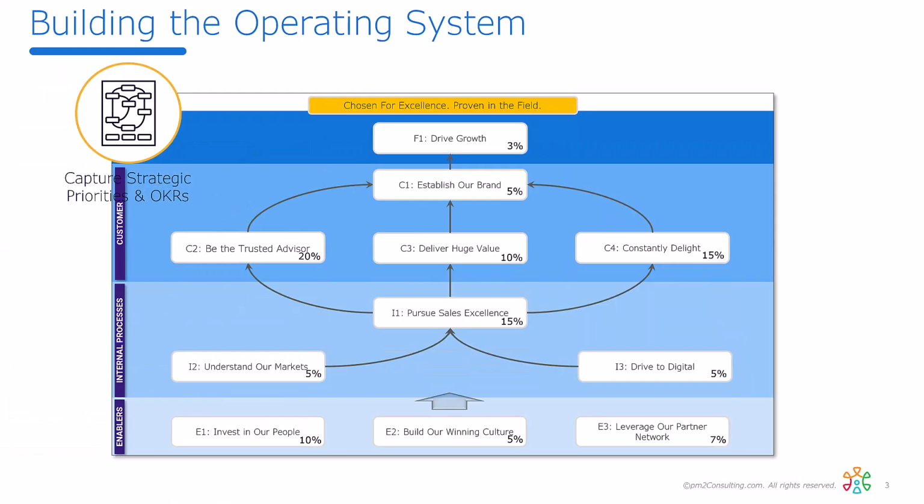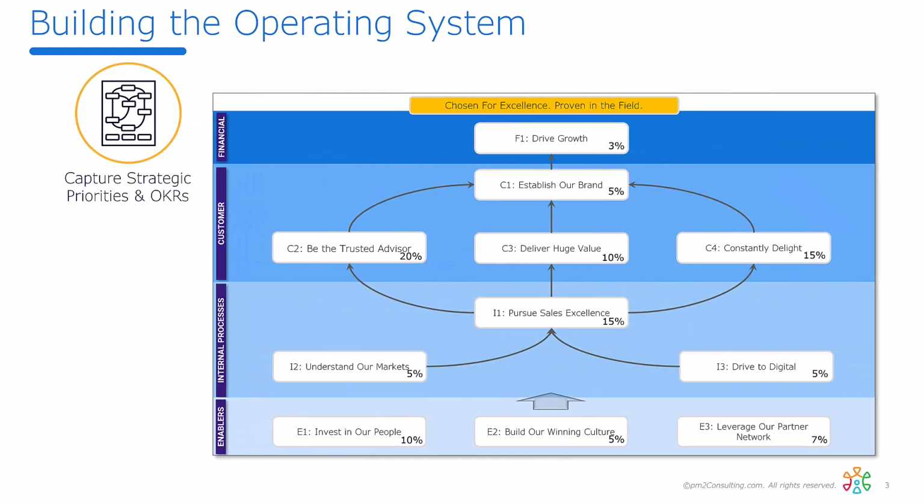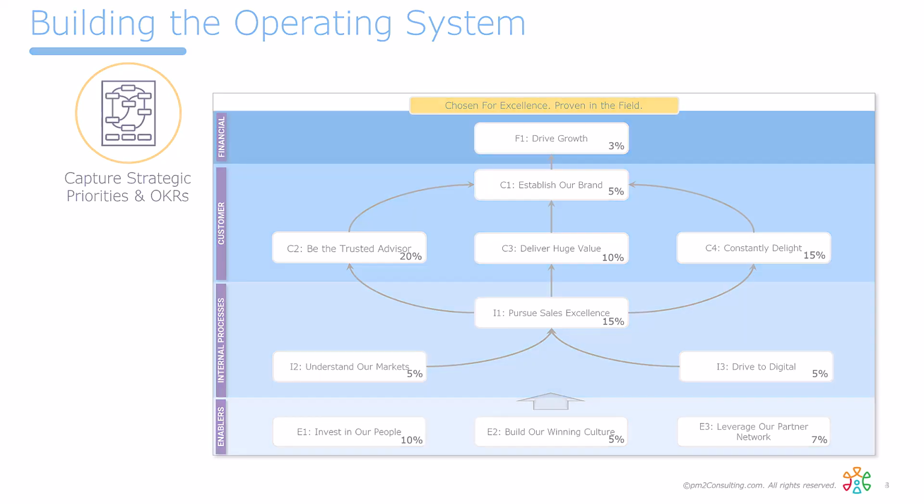So overall, capturing the strategic priorities and OKRs is all about taking the corporate objectives and cascading them down to the sales area. What we do is capture what sales needs to do to contribute to corporate objectives, and their priorities. How this would look: imagine that we're talking to a new sales manager or a new member of the board. In this particular organization, their mission statement is "chosen for excellence, proven in the field." And they describe their strategy through 4 perspectives.